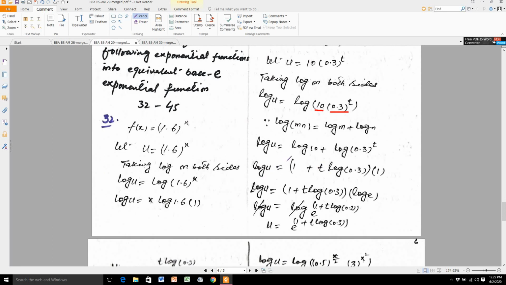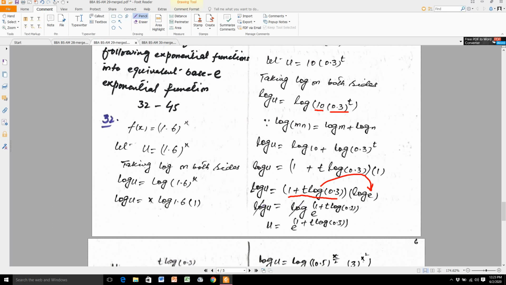Then log u is equal to, and you know that log 10 is equal to 1. So I am writing here 1 plus, and again using the property of log, this t comes in front of this log, it becomes t into log 0.3, and then I write in front of this function 1, and in the next step I write at the place of 1 log e, and you know that log e is equal to 1. So again this total part 1 plus t log 0.3 become the power of this exponential function.